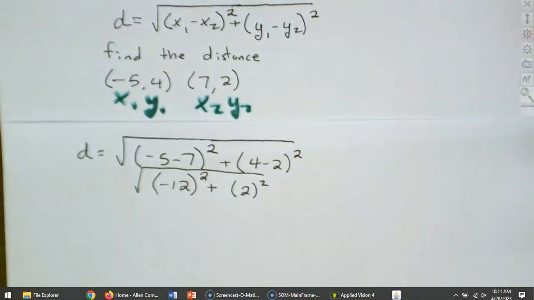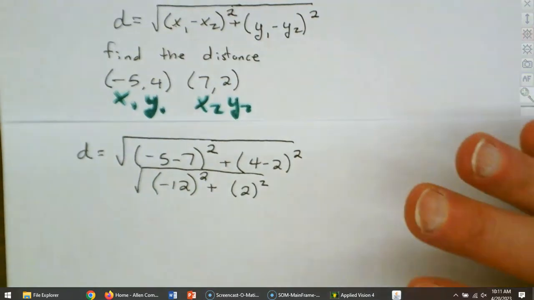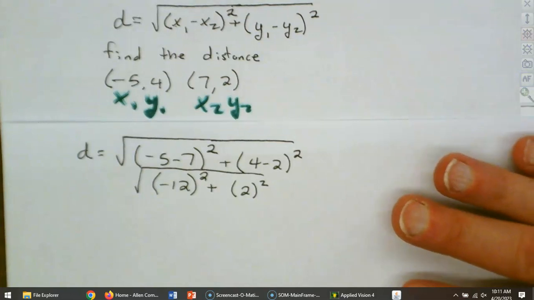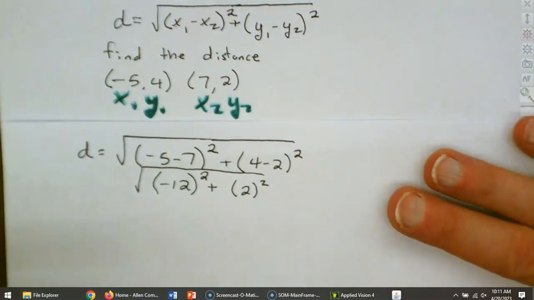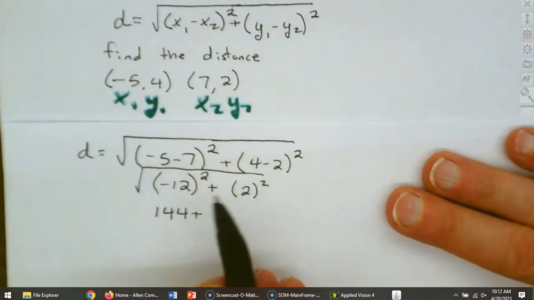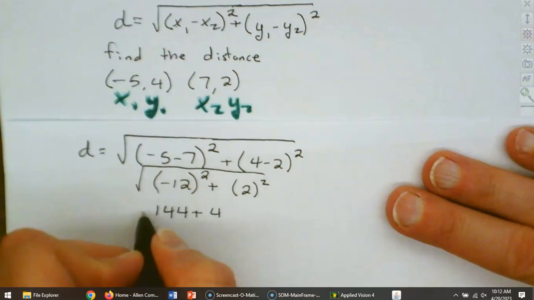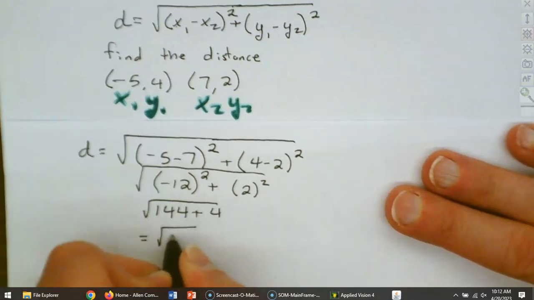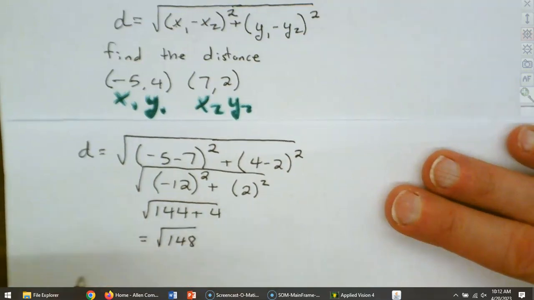Breaking this down, what do we know about -12 squared? Well, when we square a negative, it becomes positive, doesn't it? These should always be positive at the end. So -12 squared becomes a positive 144. And 2 squared is a 4. We're going to add those together, and now we're going to get the square root of 148.